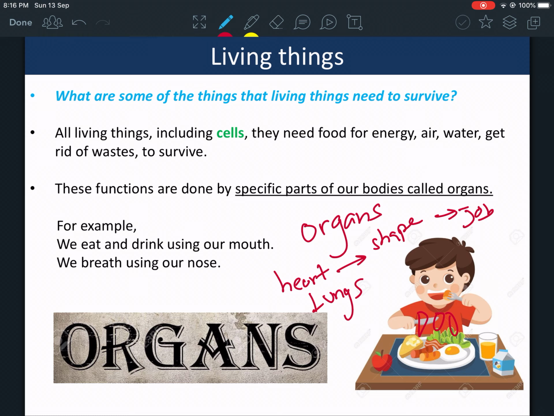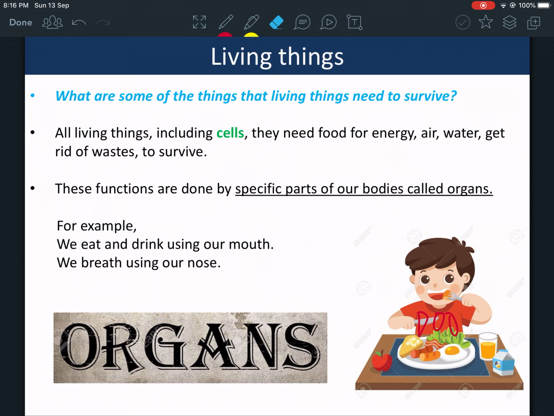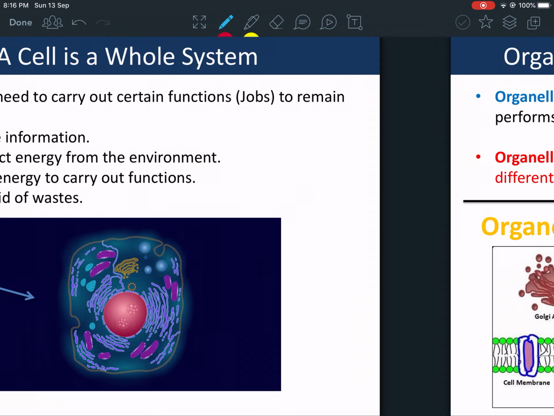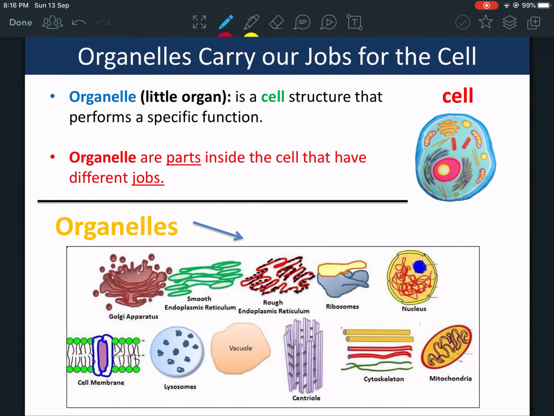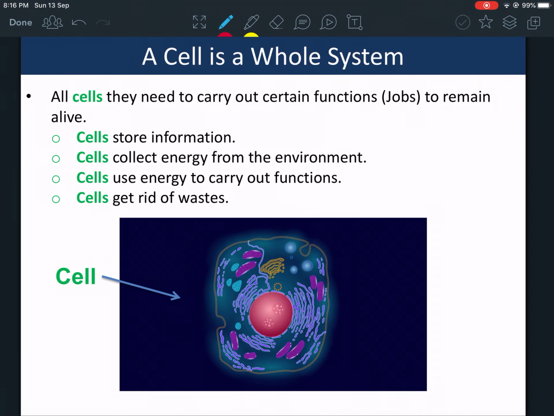For example, the job of the heart is to pump blood throughout the body. The job of the lungs is to breathe in and out air. The shape of the lungs is different from the shape of the heart. So just like the human being has organs, the cell also has organs. They are called organelles.